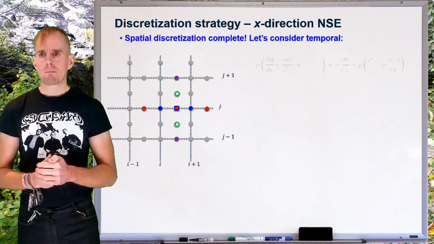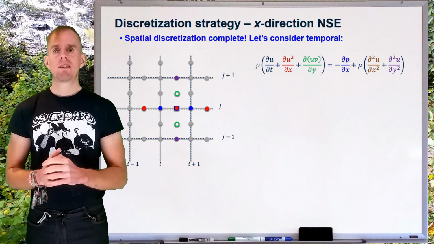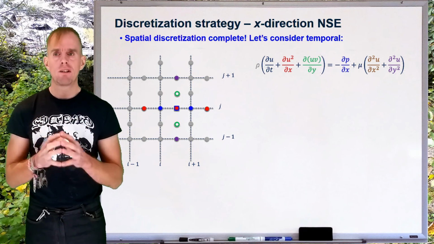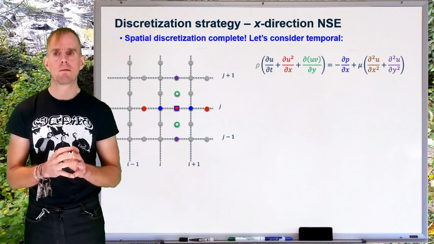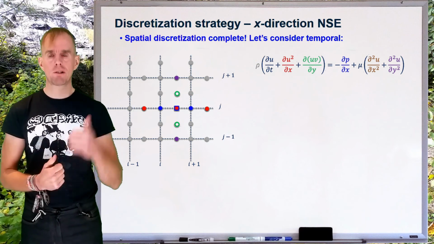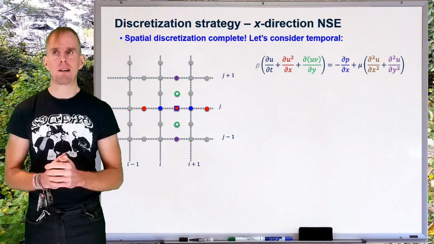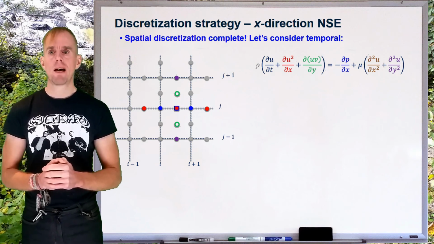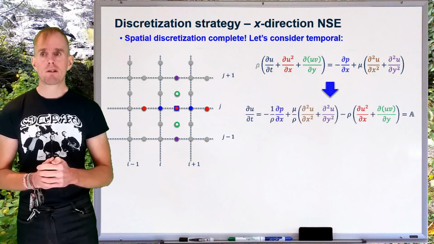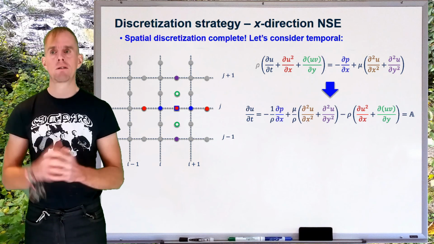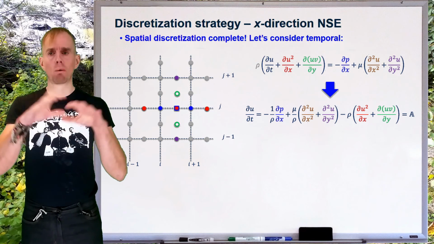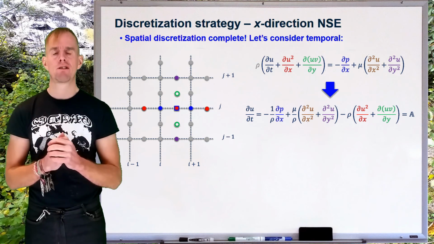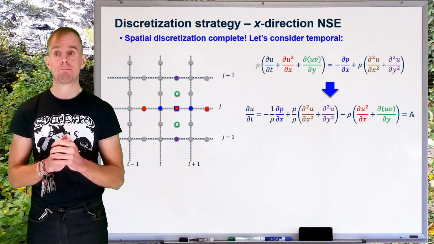So, before we do that, we need to consider how we discretise in time. We've discretised in space. We've done our spatial discretisation. Let's consider the time derivatives. So here on the board again is my x direction Navier Stokes equation. I'm going to rearrange this such that partial du by partial dt is the subject of the equation. And then I'm going to call all those terms on the right hand side of this equation A.